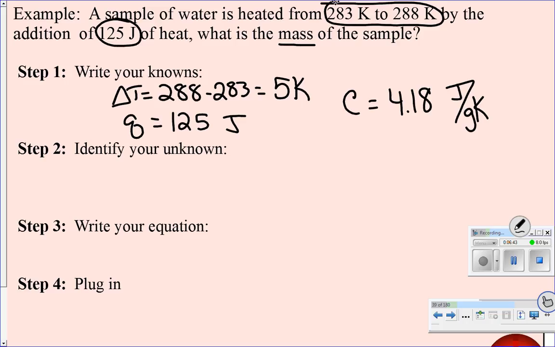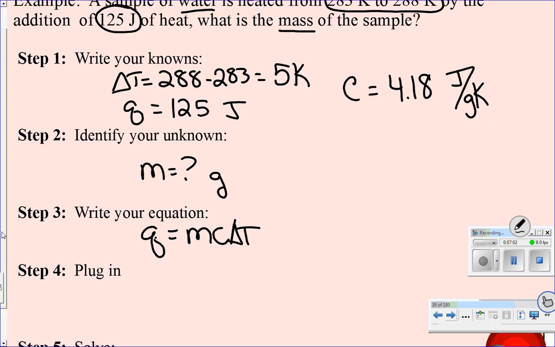What allows me to know that I'm going to be using C is the fact that I have a temperature change. They're telling me it's liquid water being heated. I don't have any sort of a phase change going on. My unknown is mass, and that should come out in grams.